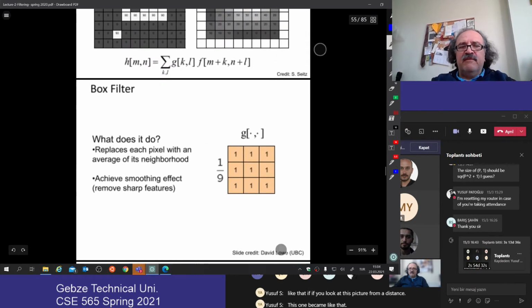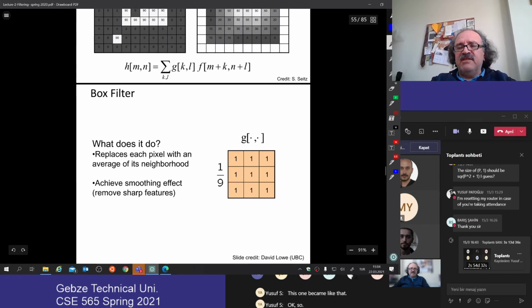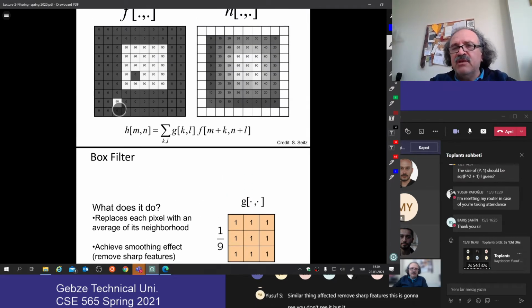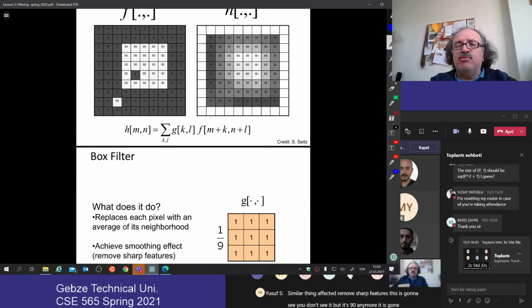So this is called the box filter. It replaces each pixel with an average of its neighborhood and achieves a smoothing effect, and it removes sharp features. This is gone. See, you don't see this 90 anymore. It is gone. It is distributed over. It is averaged out. Also the center 0 is gone, but it made this effect by darkening this 30 here.